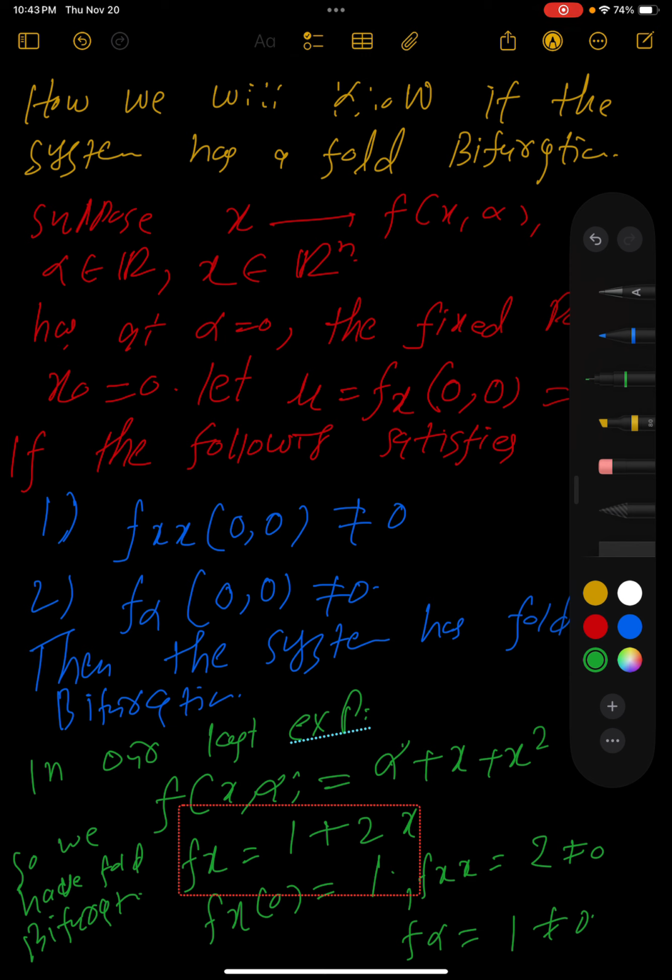So for a general system, if these conditions are satisfied, then we can be sure that the system has a fold bifurcation. That's it for today. Thank you.